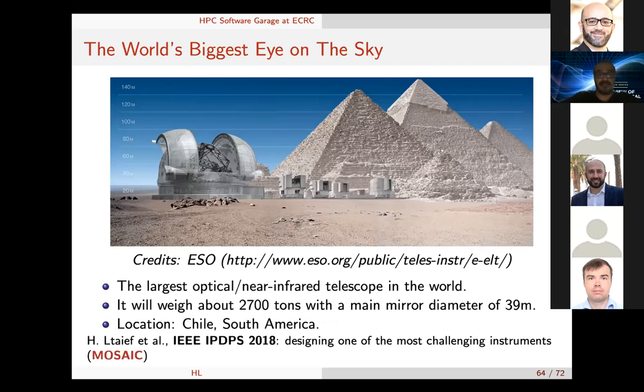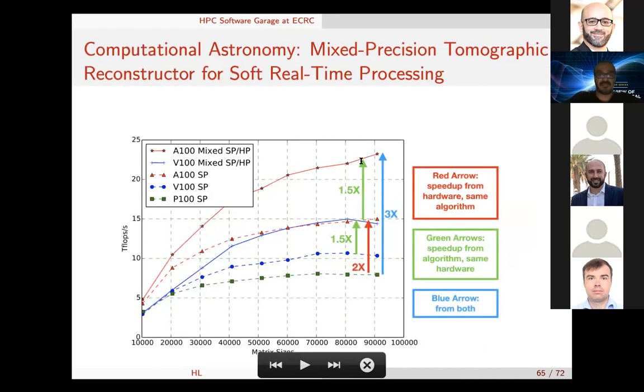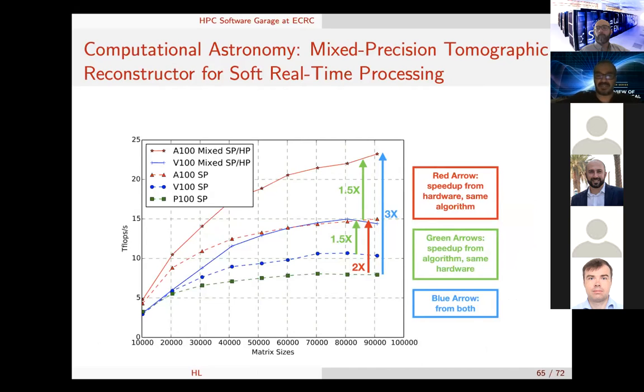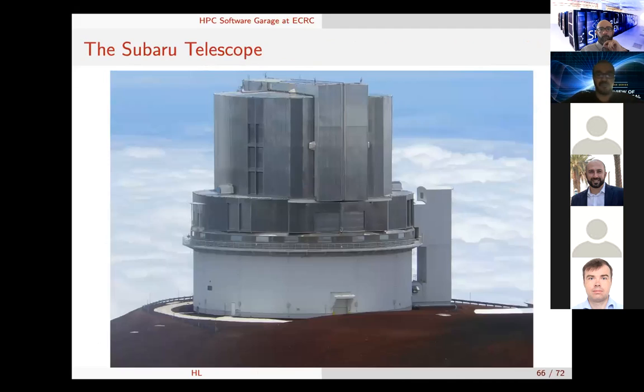The European Extremely Large Telescope is supposed to have first light in a few years from now. It got delayed for various reasons, but it's a gigantic toy for astronomers. It is as big as some of the pyramids in Egypt. And what we've done there to accelerate their real-time processing is mixed precision. We looked at their matrix, and we identified room in that matrix where we could fall back some of those tiles to lower precision. This gets us a good performance improvement.